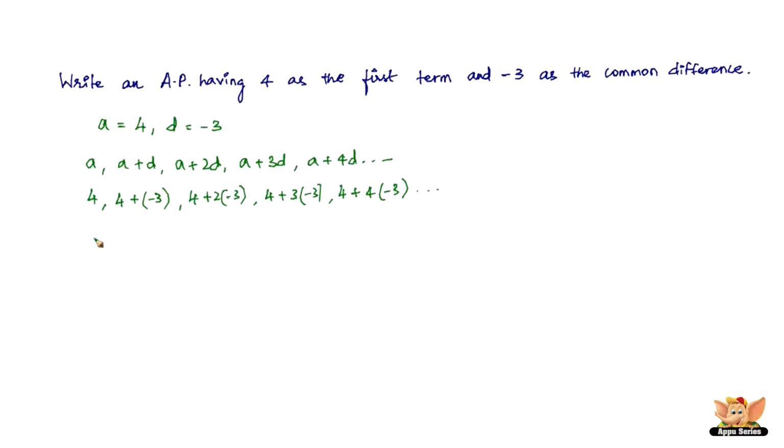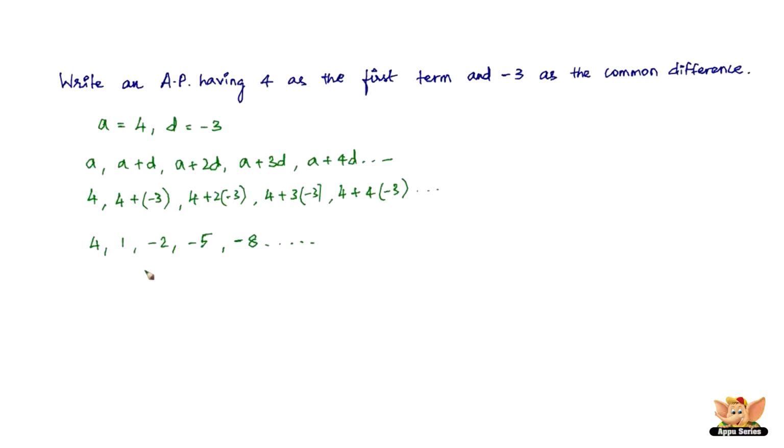So you've got the first term is 4, the second term is 4 minus 3, which is 1. The third term is 4 plus minus 6, which is minus 2. And the fourth term is 4 plus minus 9, which is minus 5. And then the fifth term is 4 plus minus 12, which is minus 8, and so on.